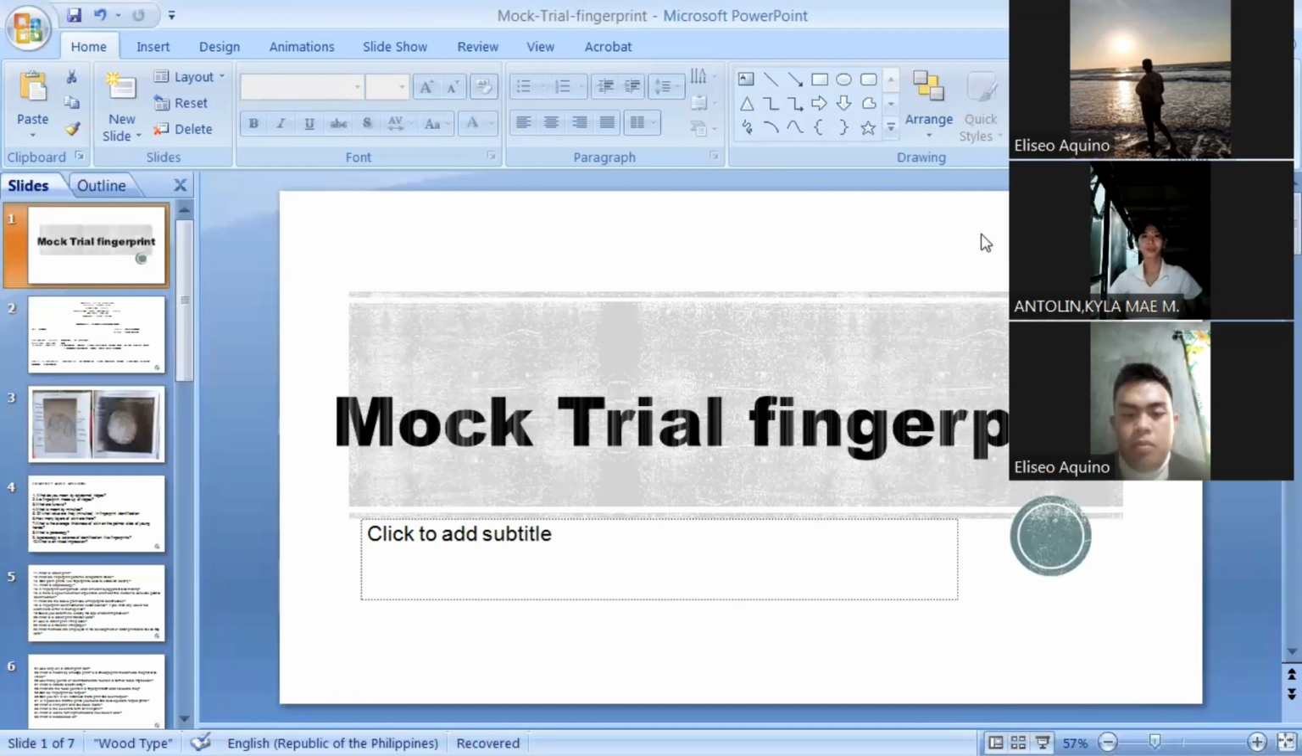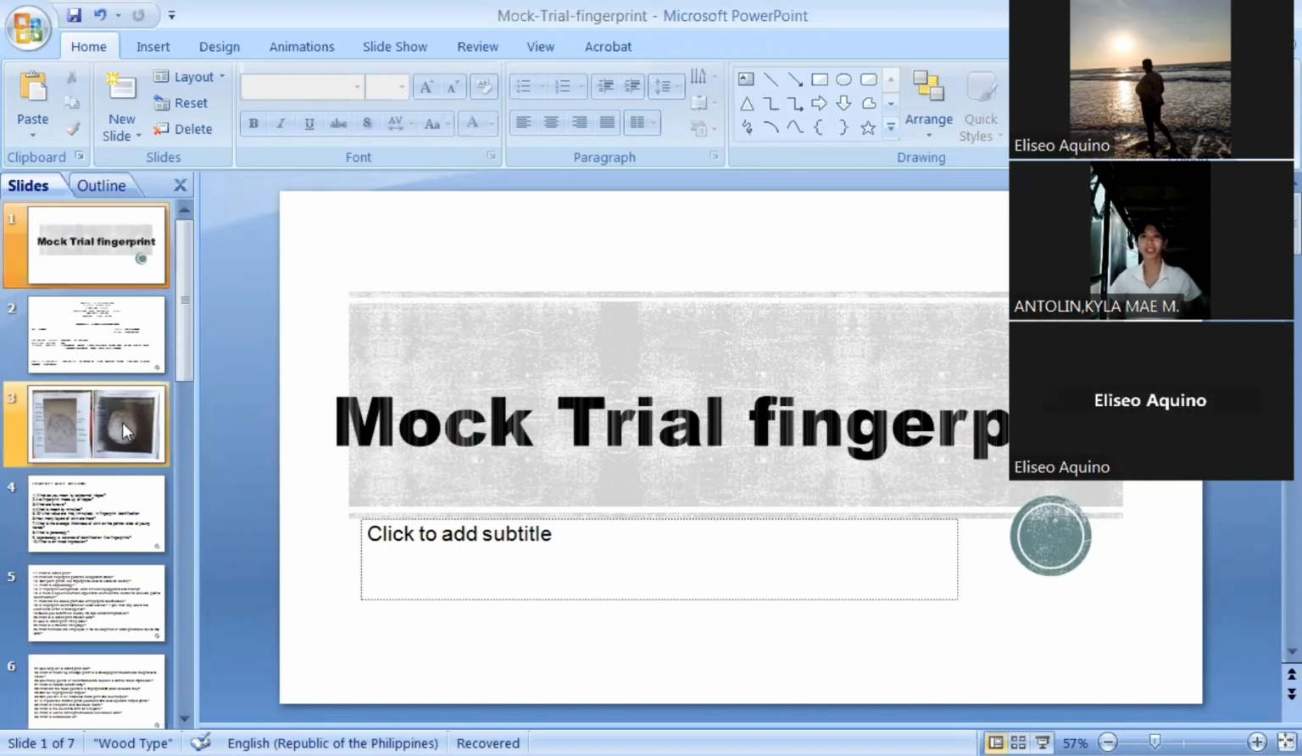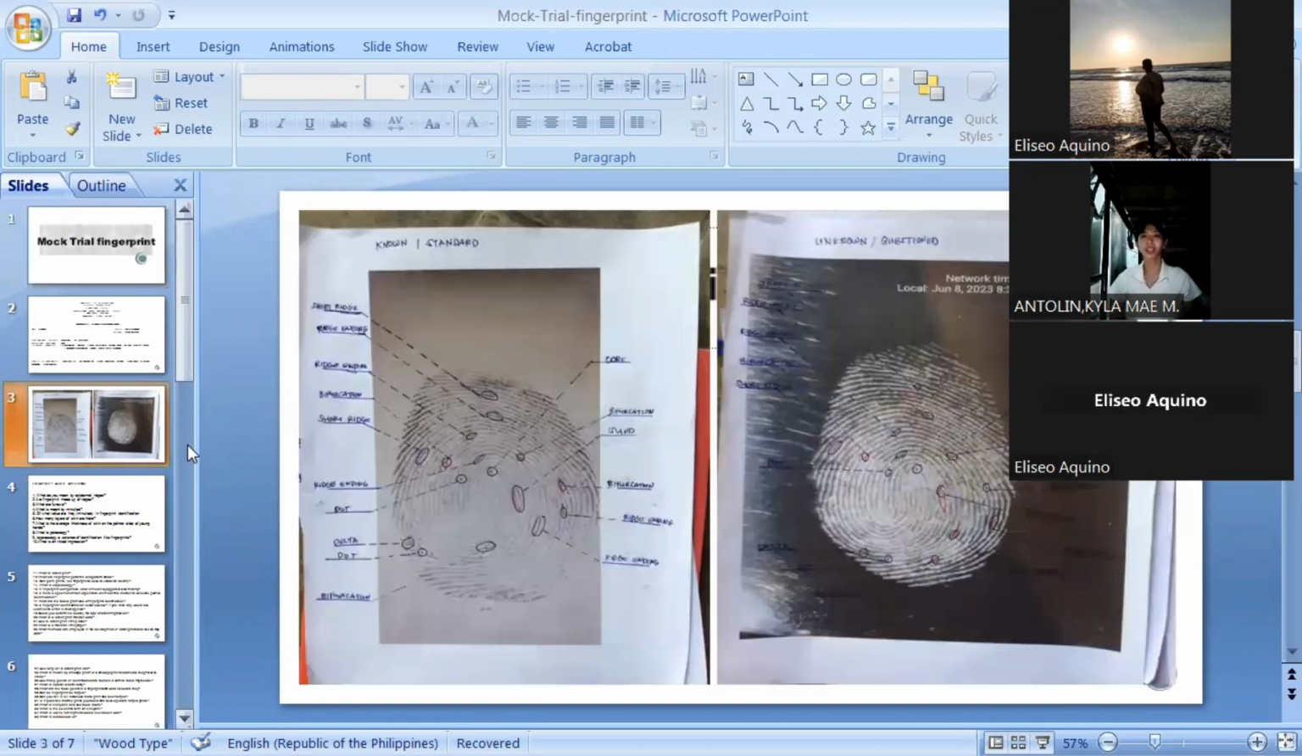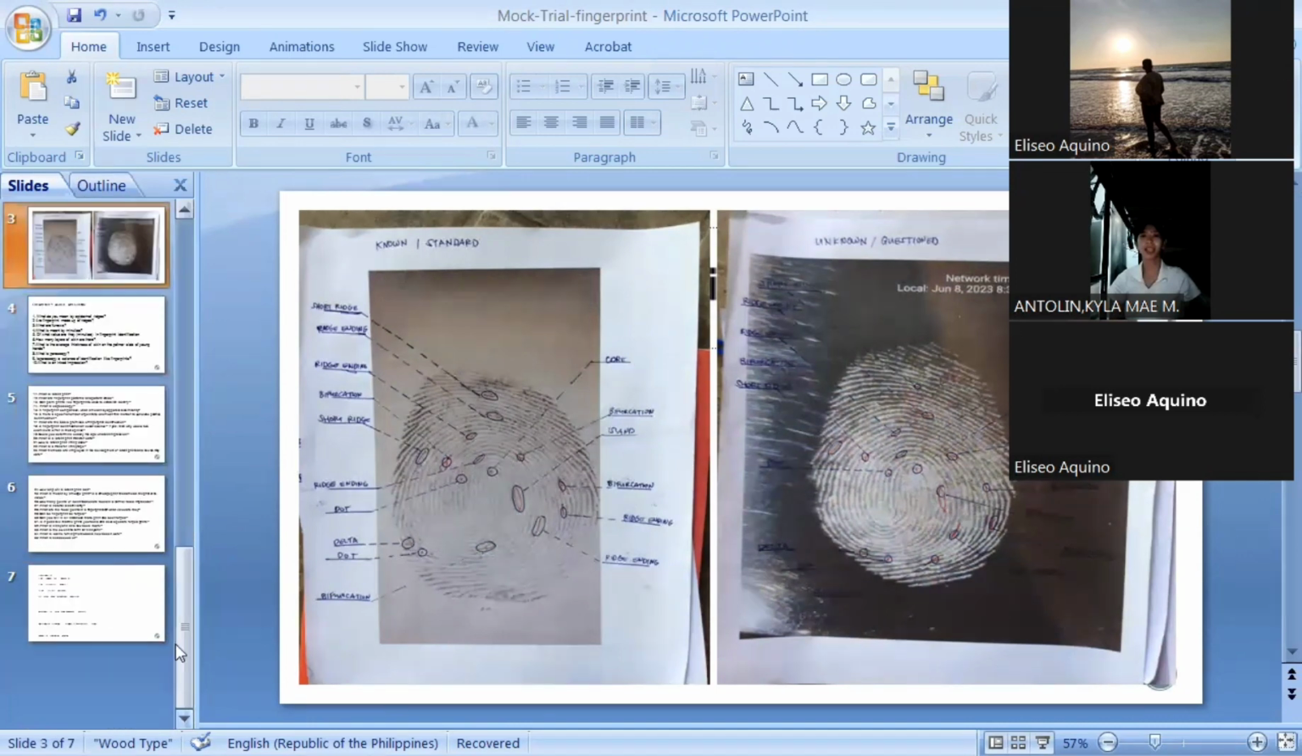The similarities are the bifurcation, where a single ridge splits into two ridges going side by side or parallel to each other. Then the number 11 is the core, a point on a ridge formation located at the center. Number 12 is the bifurcation: a single ridge which splits into two ridges going side by side or parallel.